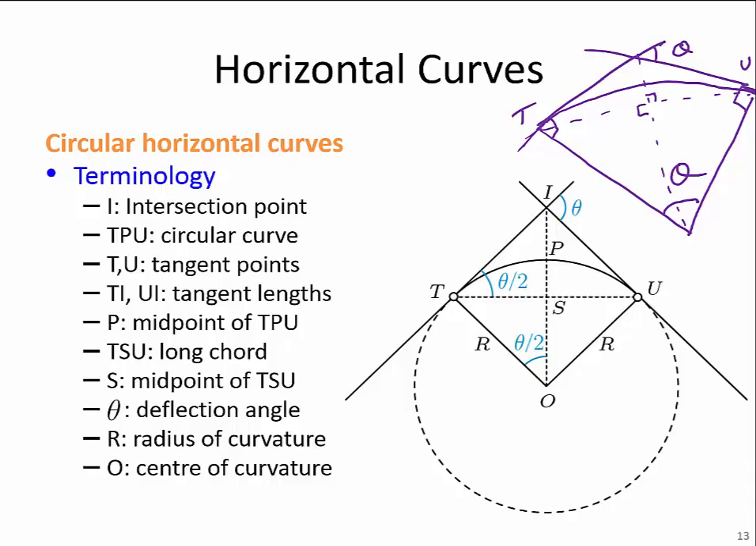The only reason I'm redrawing it is because this is slightly misleading in that the intersection angle is about 90 degrees. But you wouldn't have it entirely symmetrical as it appears to be in this. It would normally be more offset like this. So points to note: the intersection point is where those two tangents meet. Tangent points are where the curve first deviates from that tangent line. The tangent lengths are the distance from those tangent points to the intersection point.